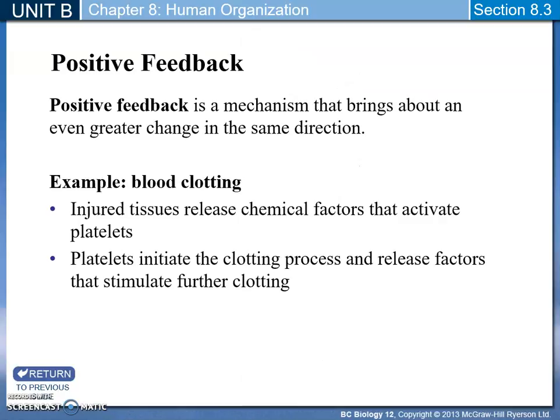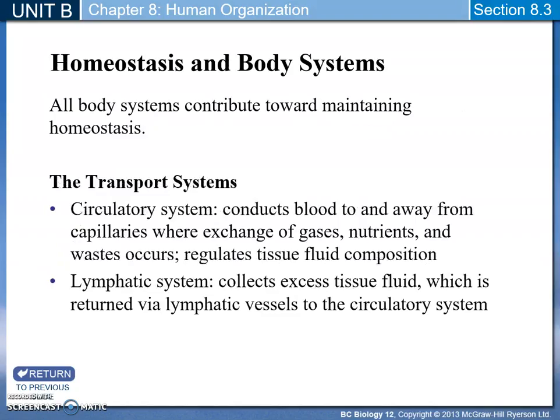A positive feedback, on the other hand, is a mechanism that brings about an even greater change in the same direction. For example, with blood clotting, injured tissues release chemical factors that activate platelets, and the platelets initiate the clotting process and release factors that stimulate further clotting. All body systems contribute toward maintaining homeostasis.